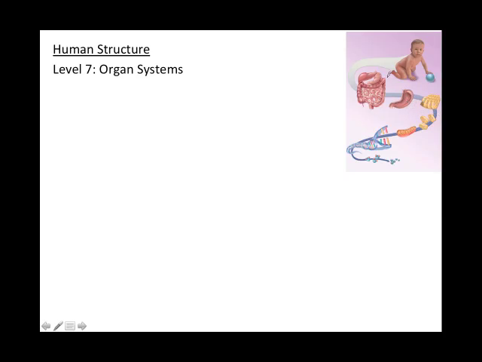Now, level 7 is the system level, and this is where you take different organs with different functions and they are all grouped together with a common function. So even though individually these organs in these systems are going to have their own unique individual functions, collectively they are working together for a common function. All right, again, example, digestive system.